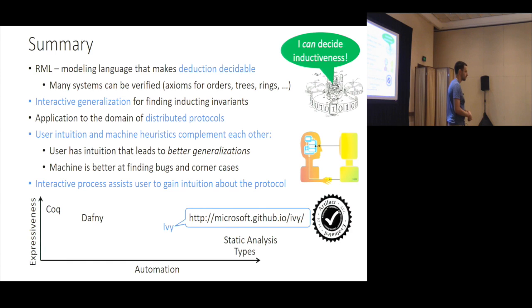In the example you showed, you can use bounded model checking to find that. What happens if your bound is not big enough? What does it look like for the user?